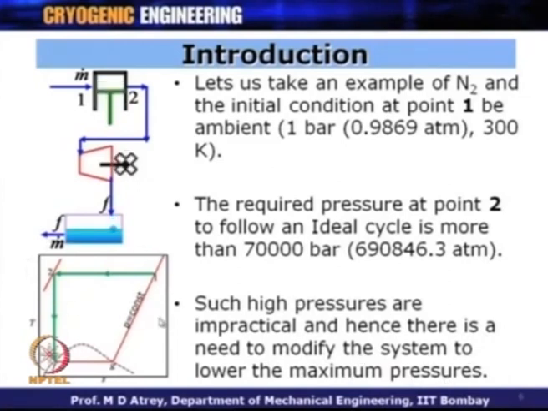What we understand from here is, if you want to have an ideal thermodynamic cycle for gas liquefaction, you have to liquefy all the gas that is getting compressed, and if you were to do this, point 2 lies at a very high pressure, as high as 70,000 bar, which is absolutely impractical to attain. And therefore, we say the ideal thermodynamic cycle for liquefaction is impractical, and hence we have to modify this system so that we lower the maximum pressures, which are normally attainable using the compressors available.